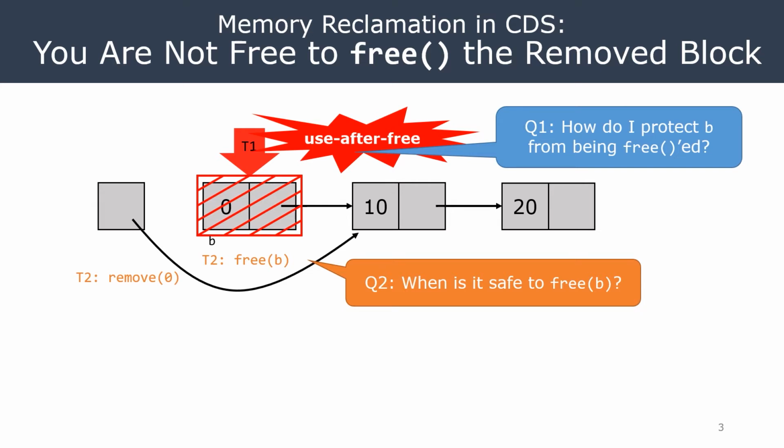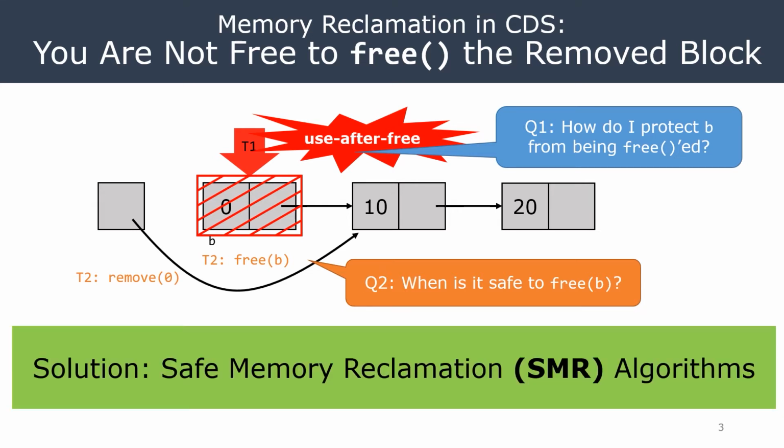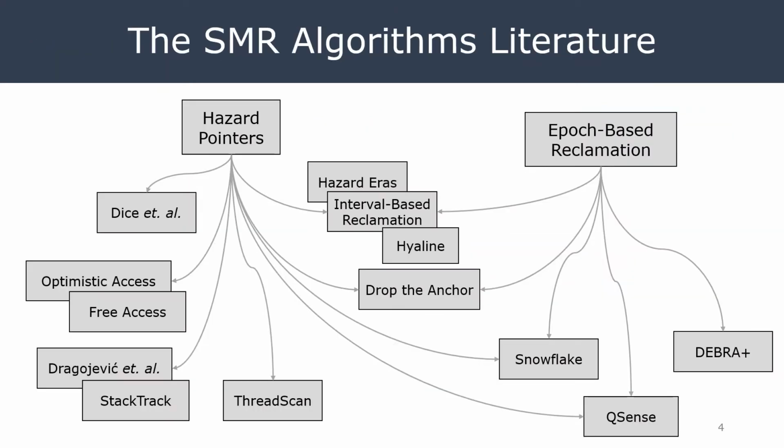The solution to this problem is called Safe Memory Reclamation, or SMR algorithm. Design and implementation of SMR has been an active field of research. Most of the SMRs, including ours, are based on either of these two SMRs, hazard pointers and epoch-based reclamation. So before we present our work, let's first review how they work and why they are not perfect.